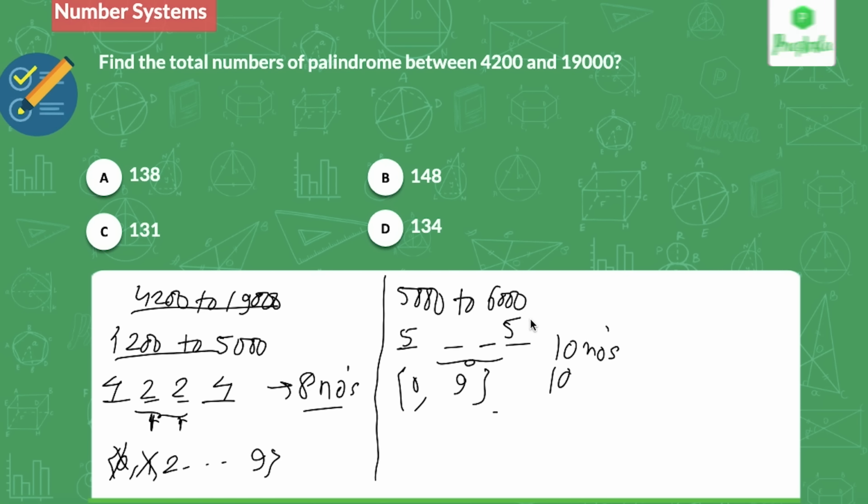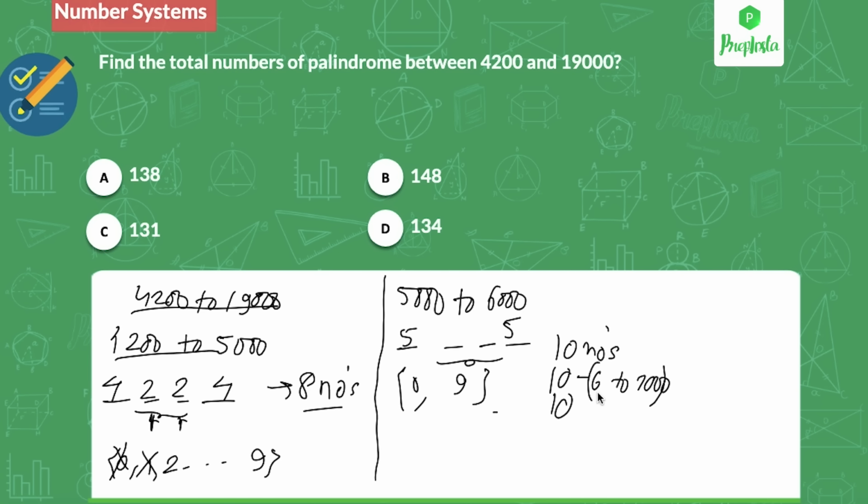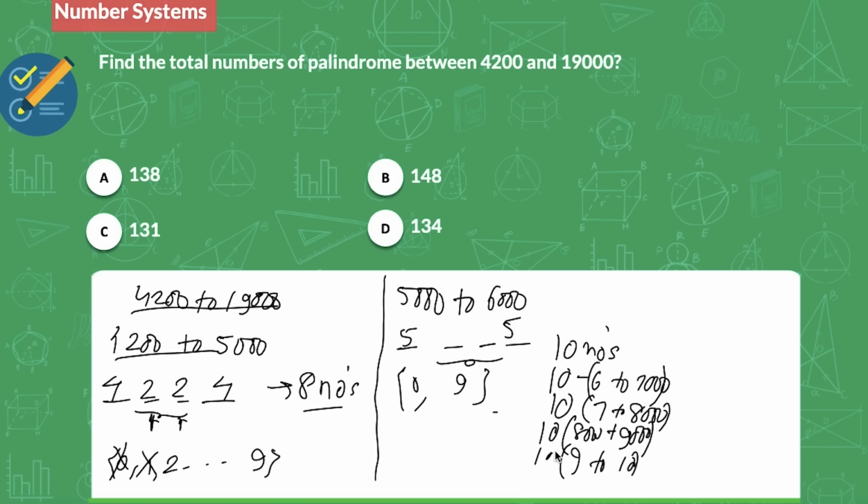Similarly, 6000 to 7000, 10 numbers. Then 10 more numbers between 7000 and 8000. Then again, 10 more numbers between 8000 and 9000. Similarly, 10 more numbers between 9000 and 10,000. So these are 10, 20, 30, 40 and 50 numbers, and there are 8 numbers from before.